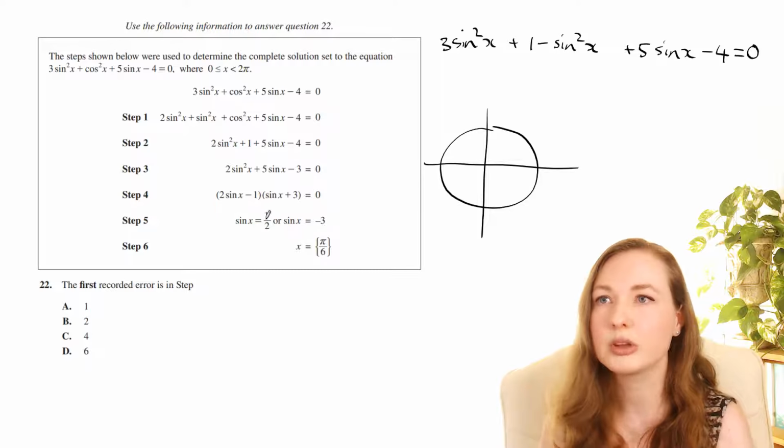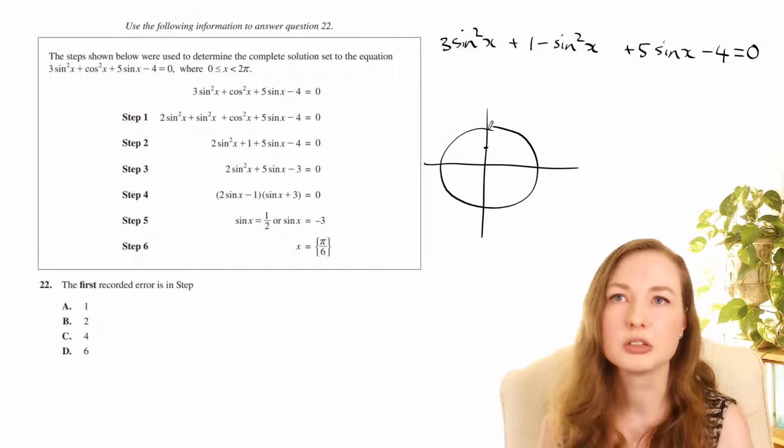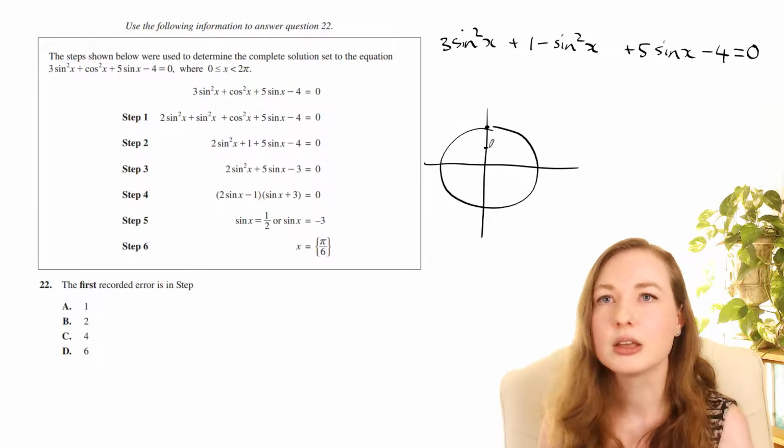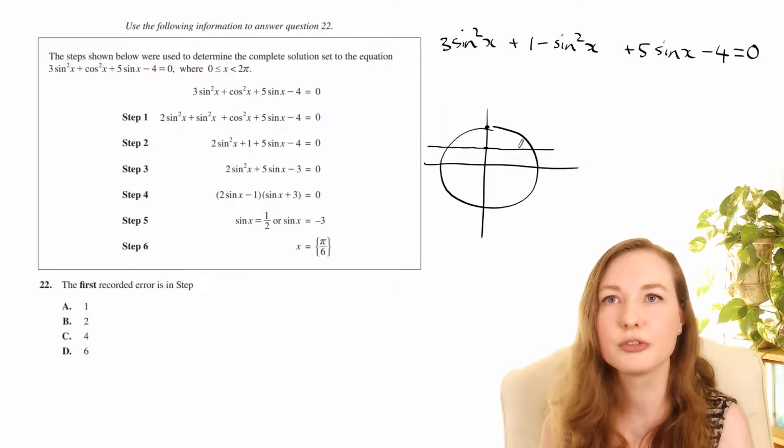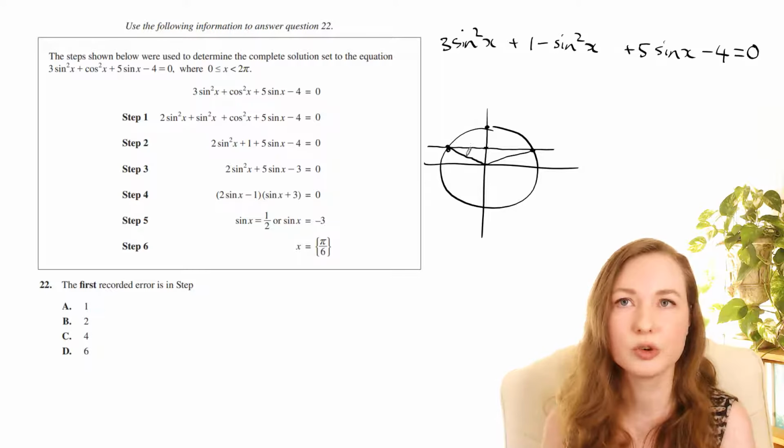Sine is the y coordinate, and we want it to equal a half, so we go up to y equals a half. This is a circle with radius 1, so this is up at 1, so that's a half. And then we just draw in a horizontal line to represent y equals a half, and then where that cuts the circle is the two solutions, the two angles that we're looking for.